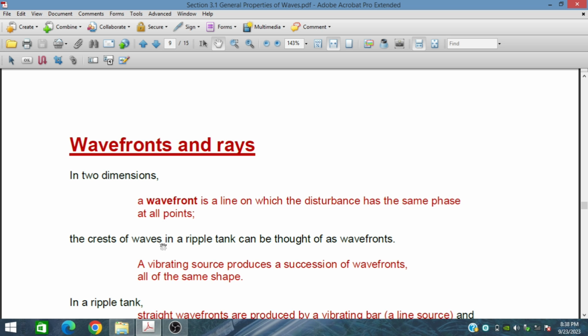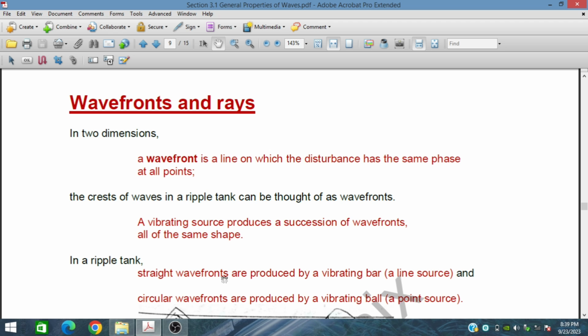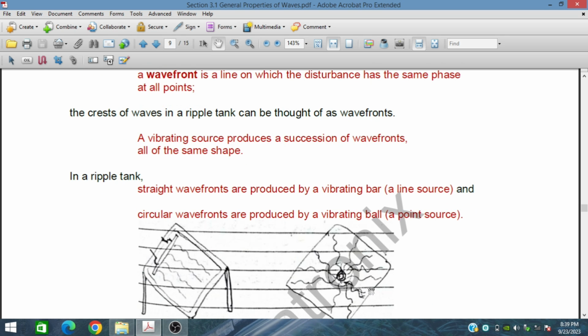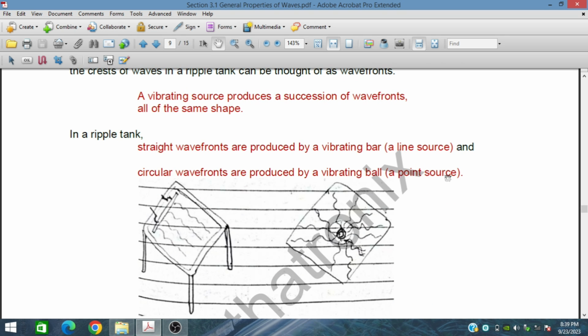The crest of a wave in a ripple tank can be imagined as a wavefront. A vibrating source produces a succession of wavefronts, all of the same shape. In a ripple tank, straight wavefronts are produced by a vibrating bar, a line source, and circular wavefronts are produced by a vibrating ball or a point source.